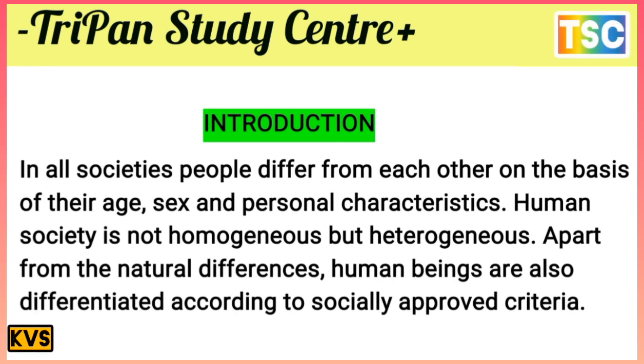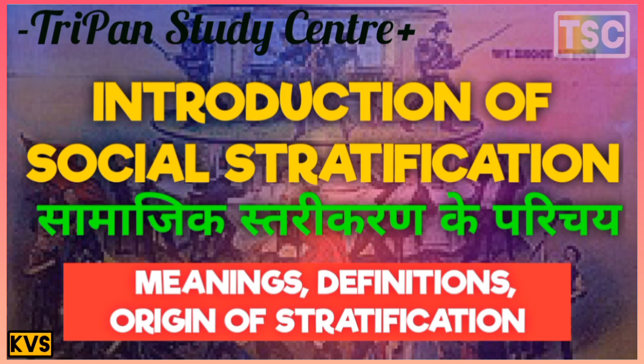Apart from the natural differences, human beings are also differentiated according to social approval criteria. That's important here. Human society is not homogeneous but heterogeneous. The next topic is social stratification.